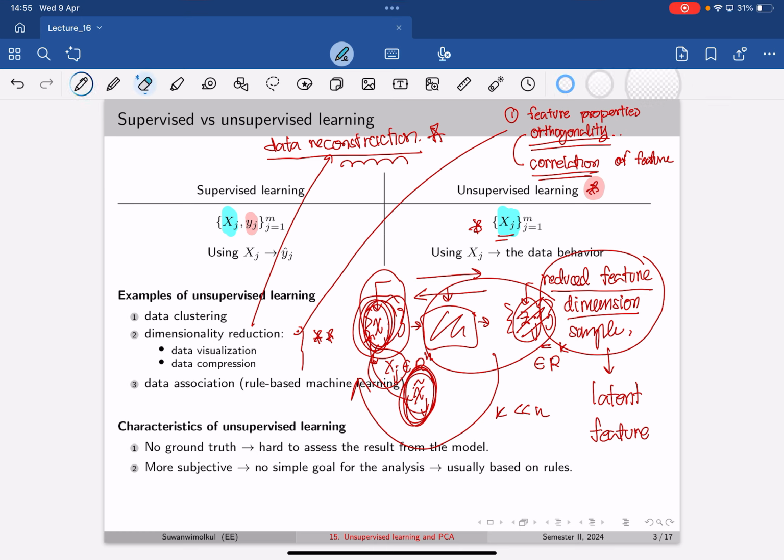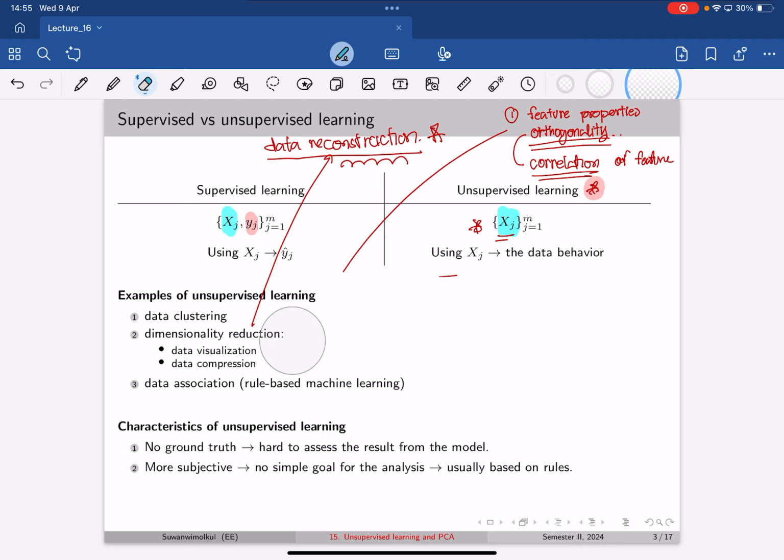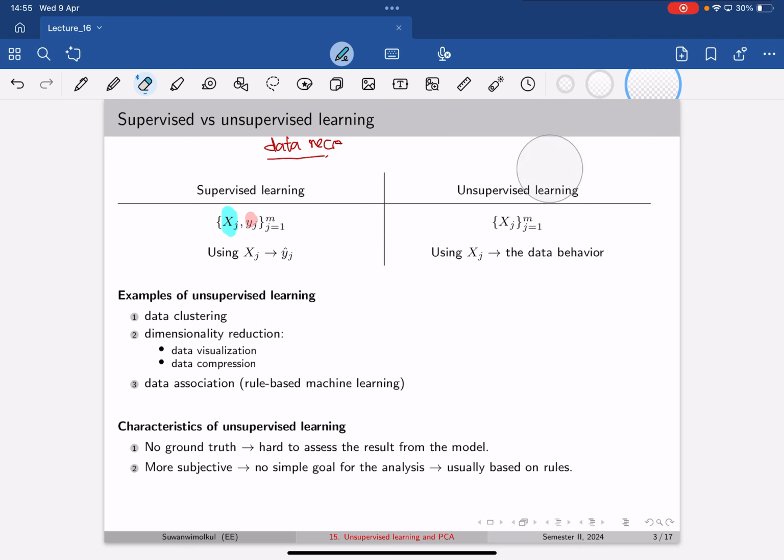So that's the concept of dimensionality reduction. But don't worry, we will not go very far from normal matrix vector projections. It's going to be something fairly simple today.